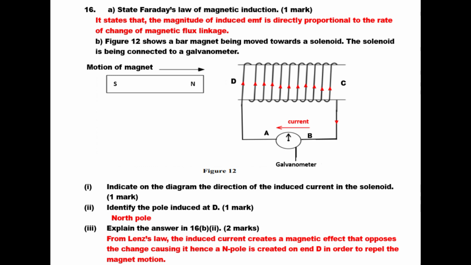So from Lenz's law, the induced current creates a magnetic effect that opposes the change causing it. Hence, a north pole is created on end B and D in order to repel the magnetic motion. So that is based on Lenz's law, whereby the induced pole must repel the motion of the magnet. But you have to give an explanation that can give you 2 marks. That's why we are highlighting the whole explanation.